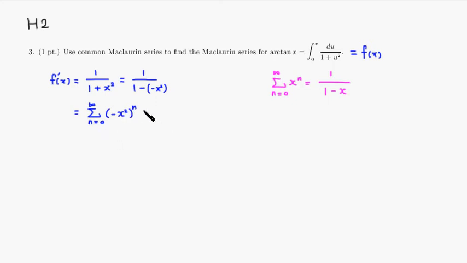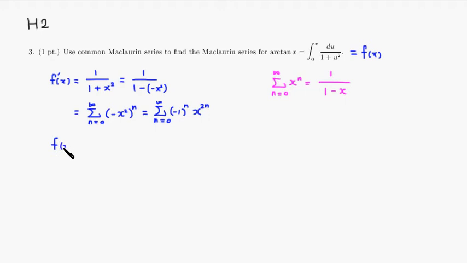And we can clean this up a little bit. We're going to make it look like an alternating series by pulling out negative 1 to the n. So you have a negative 1 to the n, then you have x squared to the n, which is x to the 2n power. So we have a Maclaurin series for the derivative of the function we're interested in. So we can take the antiderivative to get the Maclaurin series for the original function.